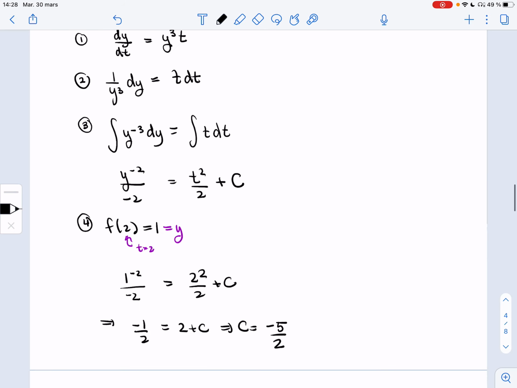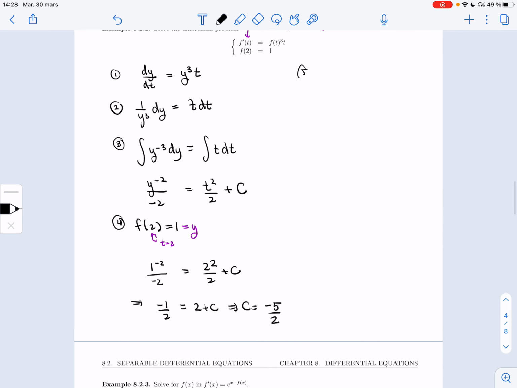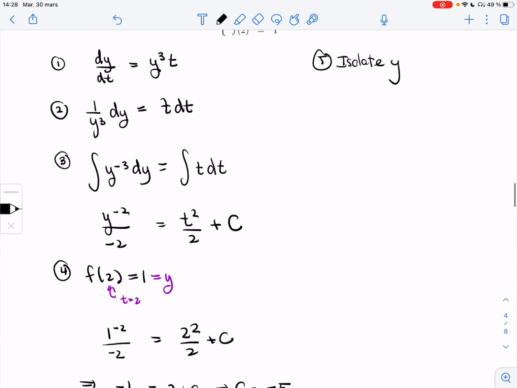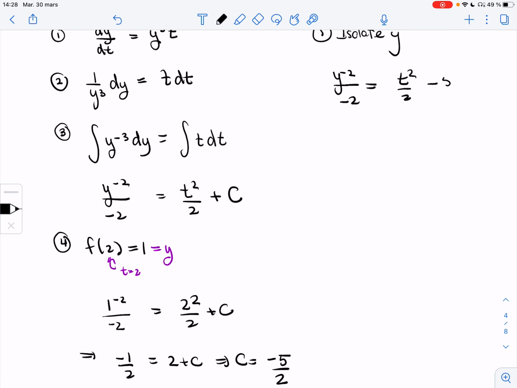All right, and now we're ready for the final step. I'm going to isolate y, and so I have y to the minus 2 over minus 2 equals t squared over 2, and we said c was minus 5 halves. And now I isolate y. All right, I'm going to multiply by 2. This is 1 over y squared. Actually, let me multiply by minus 2. So I'm going to get minus t squared plus 5.